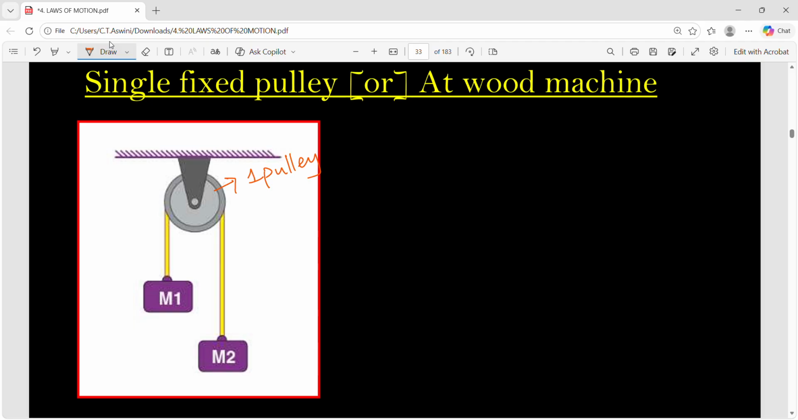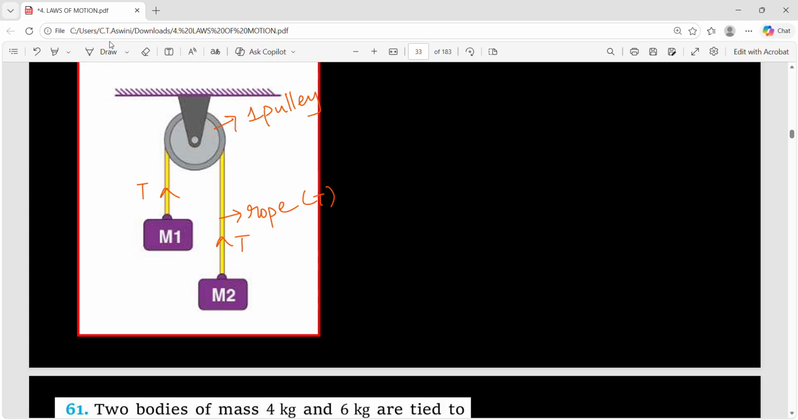You can treat this in the same way. If you carefully observe this, m1 mass and m2 mass are connected with the rope, right? So what will be the force in this rope? It's nothing but tension. It's the same rope which is passing over the pulley for m1 and m2. So tension will be the same in this entire rope. Yes or no? So away from the mass, tension, away from the mass, tension, and this tension is the same because it's the same rope.